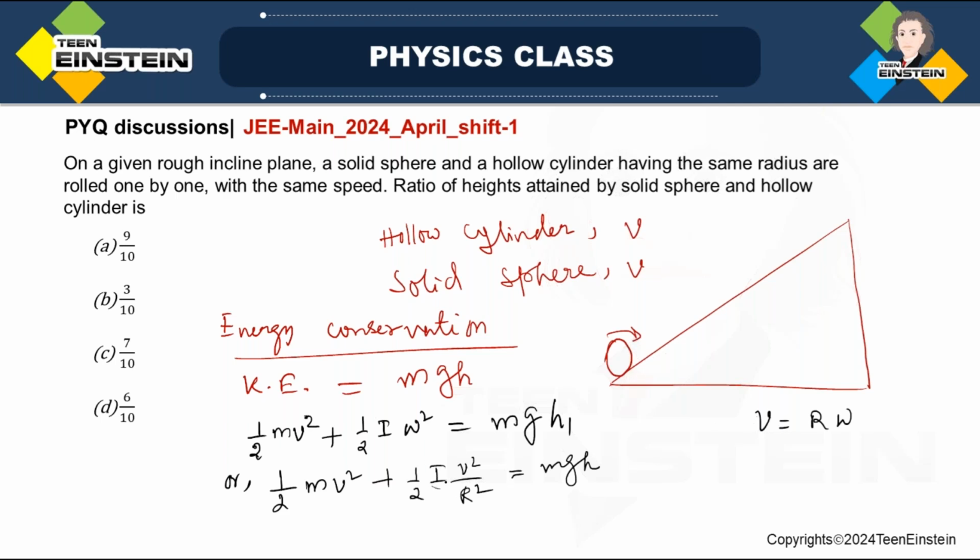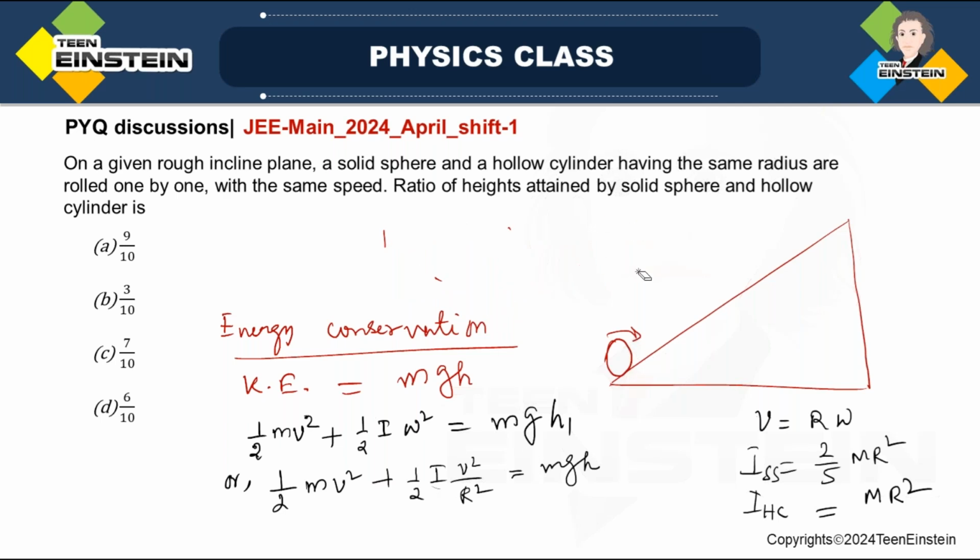Now this I is actually the moment of inertia, as you know. For a solid sphere, it is 2 by 5 m r square, and for hollow cylinder, HC, it is m r square. Now things will be easy. Look what I have got.